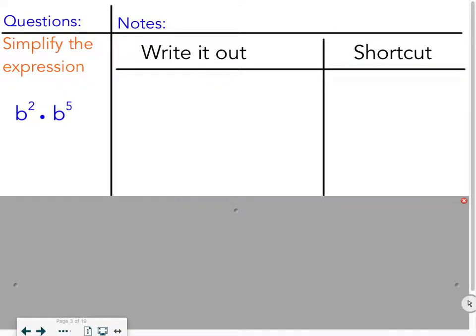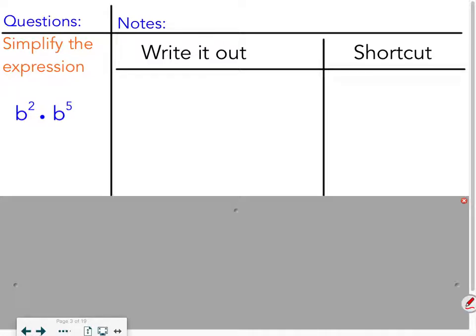All right, we are going to simplify the expression. And the thing with these problems, there is always two ways to solve them. One of them is going to be by writing it out, and one of them is going to be by doing the shortcut, which is what we learned in our vocab page, that power of a product. Those are shortcuts. So I'm going to, in the notes, do both ways, write down both ways. Then when you get to your homework, you can choose which way you want to do it.